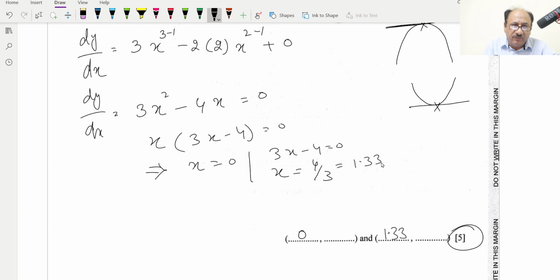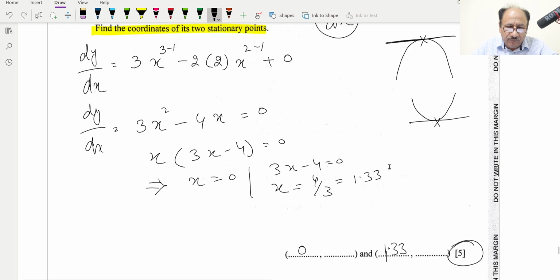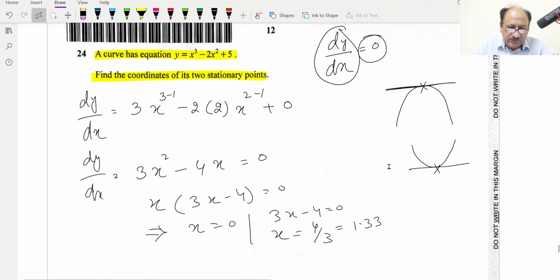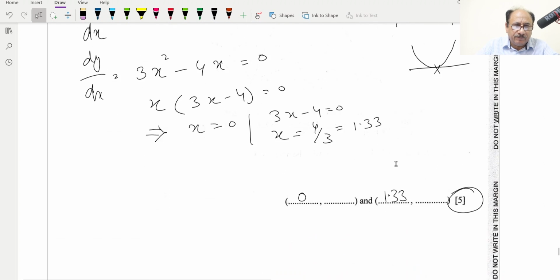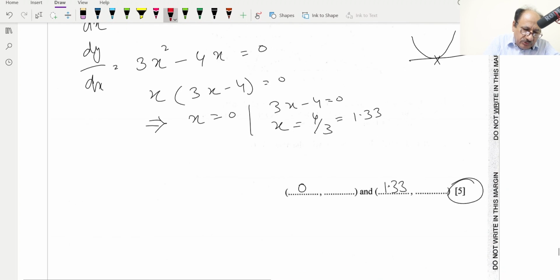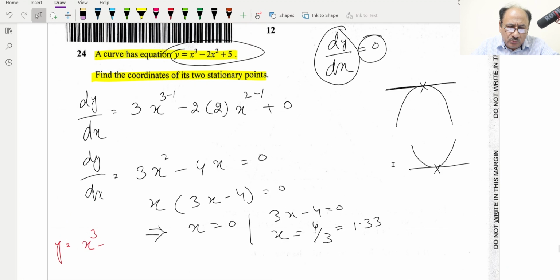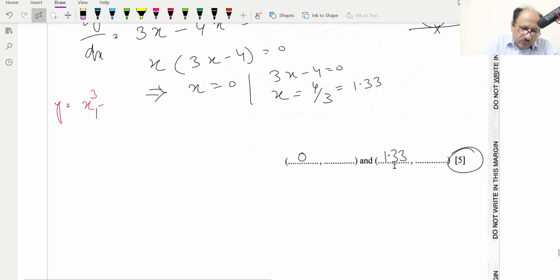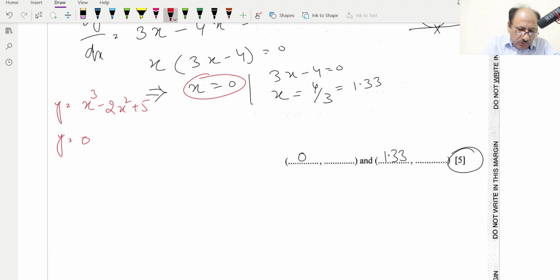Now we can find the value of y, and we will replace the x value in the given equation. So y is equal to x cubed minus 2x squared plus 5. In this one, first we will replace x with 0. So y is equal to 0 cubed minus 2 into 0 squared plus 5. So this will be equal to 5. So y will be equal to 5 in this case.